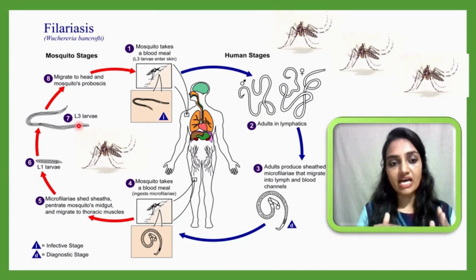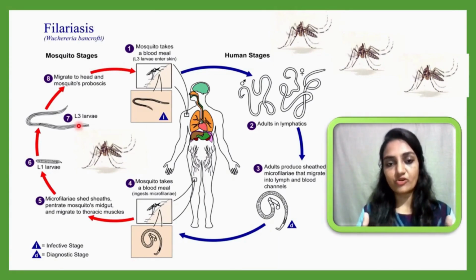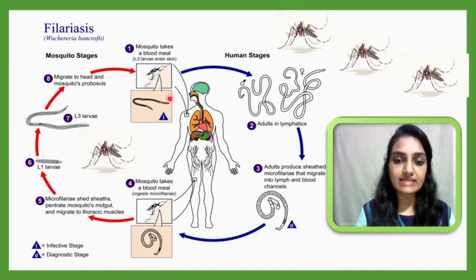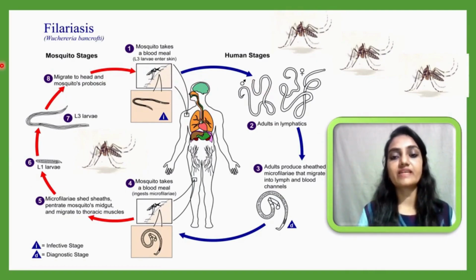Now the proboscis is infected with this L3 larva, and when the fatigans mosquito bites or sucks blood, this L3 larva enters the human skin. In this way, the filarial life cycle is completed: half in the human, half in the mosquito.